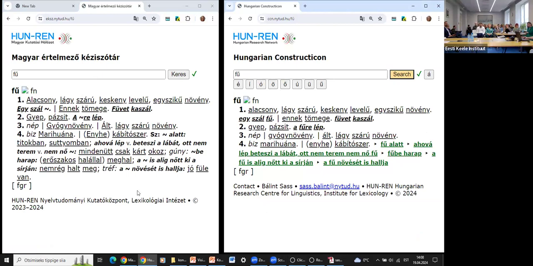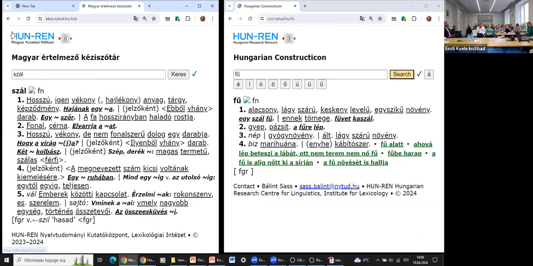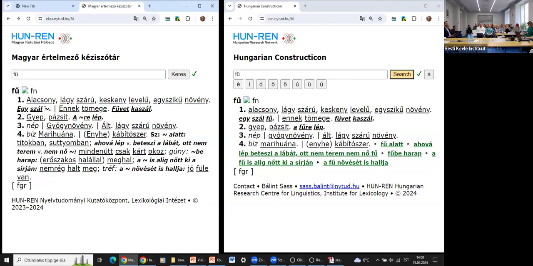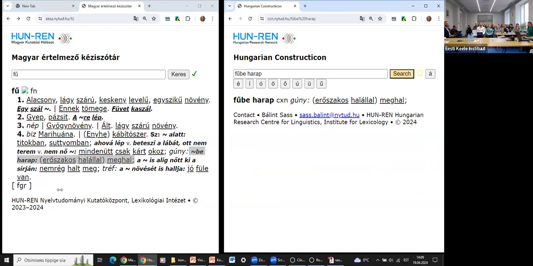You can see that these kinds of traditional signs are written out, and all the constructions are in green, and so fűbeharap was originally this, but here it's only a link and a separated entry. So do you get the idea? I hope. And one last thing, I forgot about avocado, but it's not interesting. You can try.